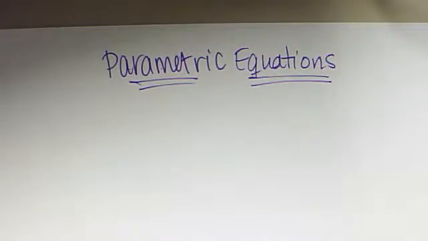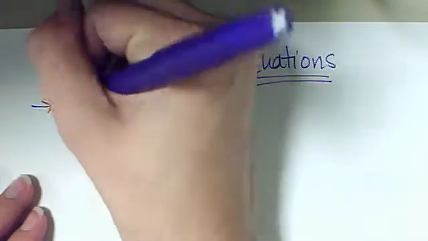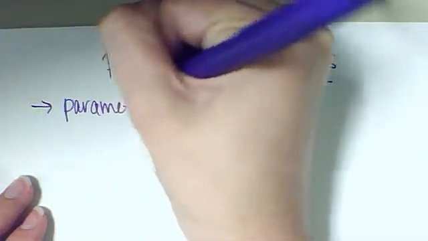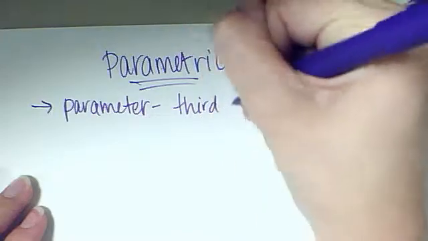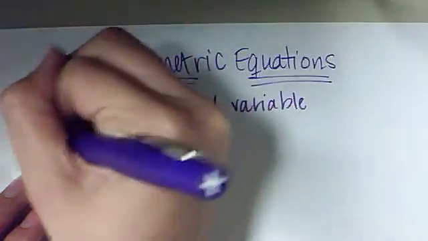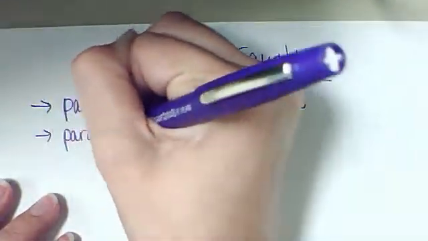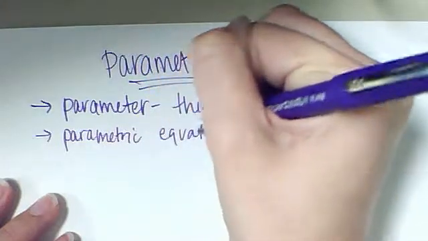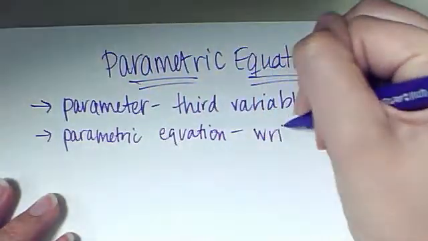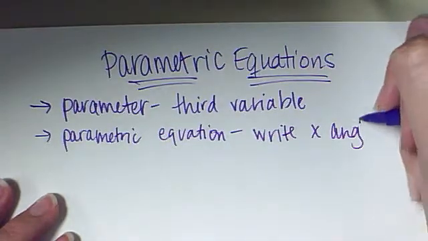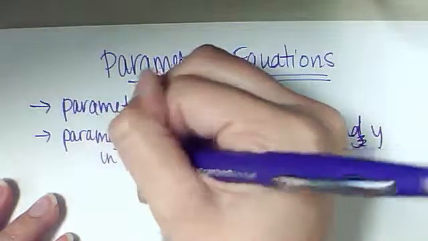So there are times when we need three variables. That's where this really comes into play. That's things like objects in motion and things starting to be in 3D, which is really important in Calculus 3. So if you're long-term looking at what this might help you with, those are the main things. The parameter is the third variable. So that's called your parameter. And then we've got a parametric equation, which is where you write x and y in terms of t.